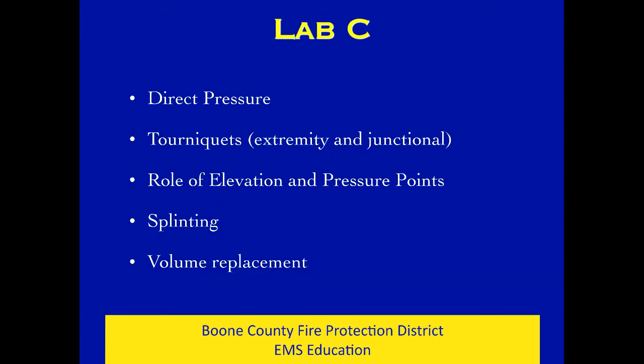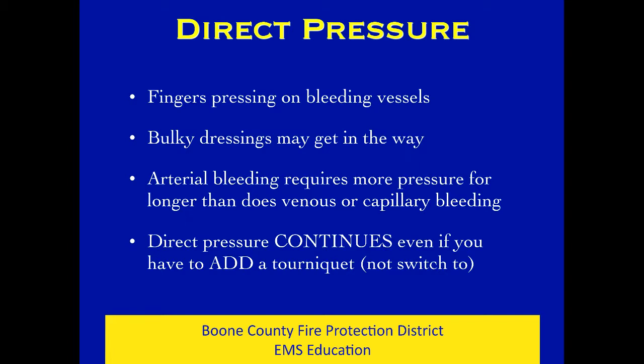So in Lab C, we're going to talk about how to control external bleeding, and we're going to talk about how to replace volume. We're going to use direct pressure, talk about various types of tourniquets, and go quickly through elevation and pressure points, which are kind of the old way, but there are points in the current setting where those are valuable. A little bit about splinting and some volume replacement. Direct pressure.